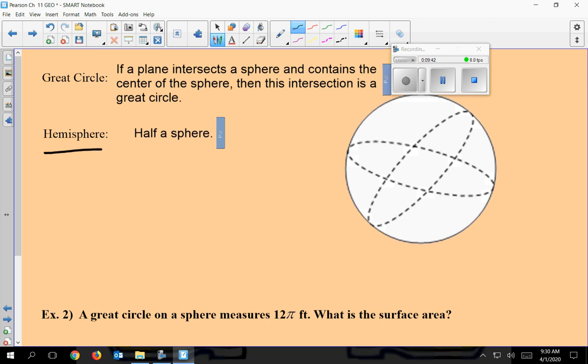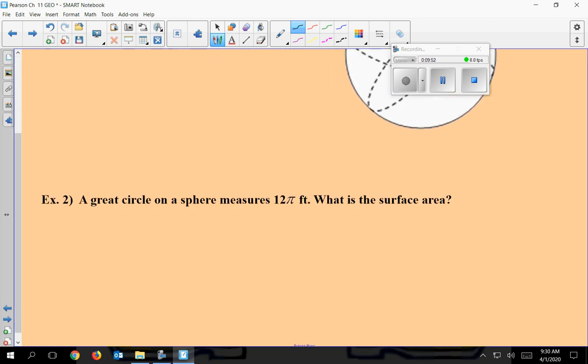So when they talk about example number 2 down here, they got a great circle on a sphere, so the equator on a sphere measures 12 pi. Now I want you to think of this too. This is like the circumference. So if you think of the equator also as being the circumference of the Earth, that's what that is. And they want to get the surface area. Now we got to think this one through. A pretty tough problem to kind of go off that definition and go here.